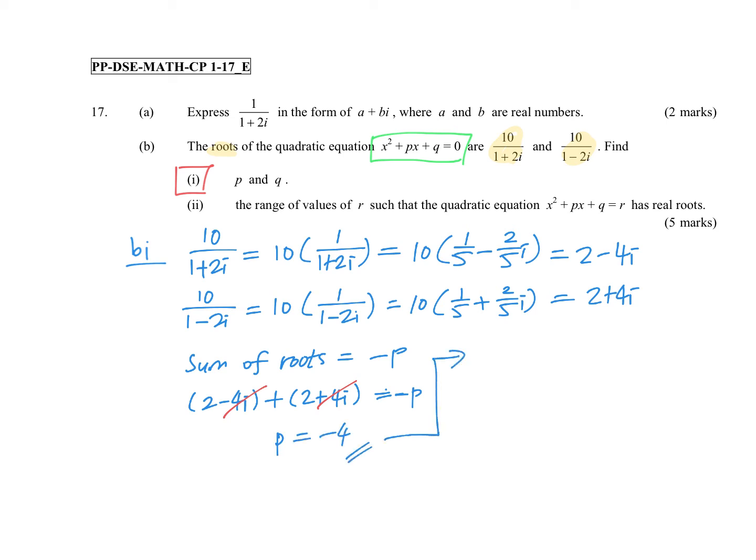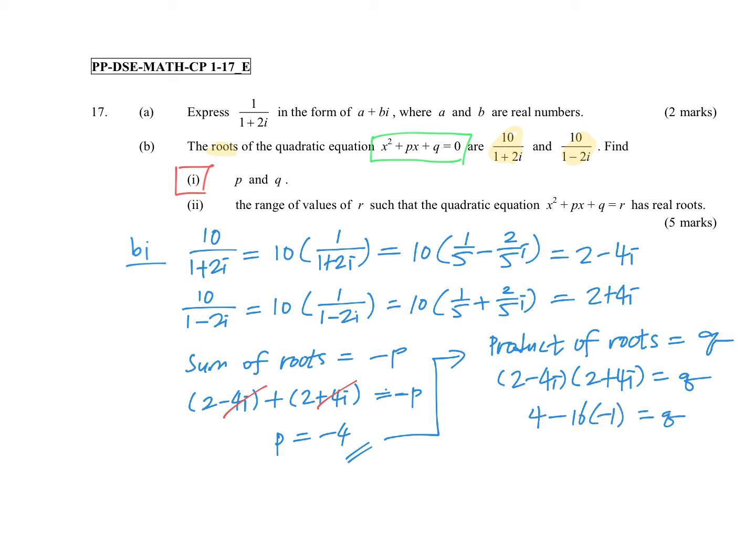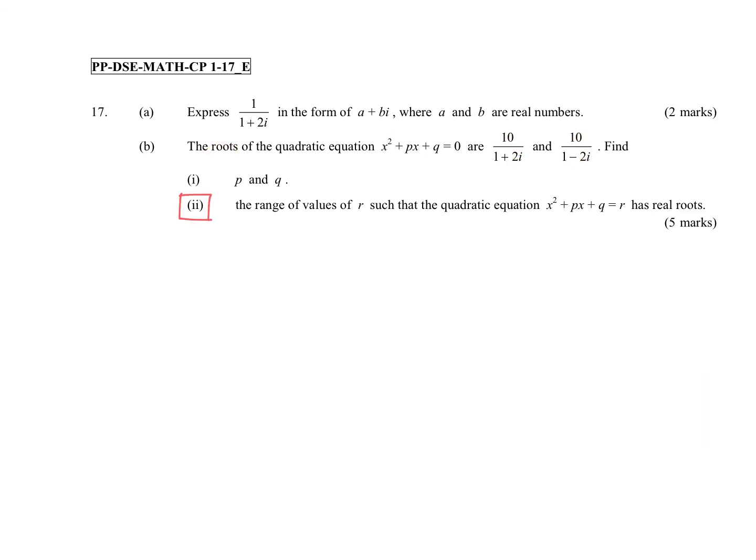And then we consider the product of roots as well. The product of roots will be given by q. That would be 2 minus 4i times 2 plus 4i. Using the difference of squares identity, that would be 4 minus 16i squared, so that would be 4 plus 16 times 1. So q equals 20. And that would be part B1.